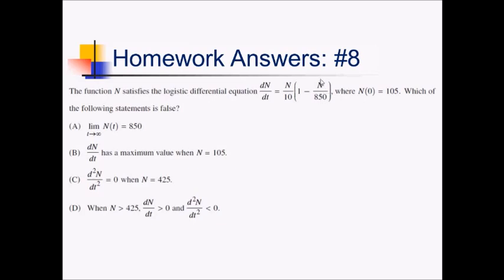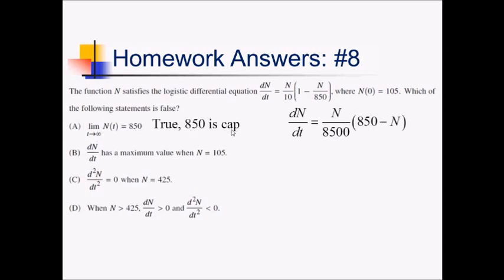So I'm going to factor out a 1 over 850 from this parentheses. That's going to give me an N over 8,500 outside. And inside now, I'm essentially dividing everything in here by 1 over 850, so multiplying by 850. Inside, I've got 850 minus N. And now that I've set things up like this, I can easily pick out my carrying capacity of 850. So looking at my answer choices, I see here that choice A, limit as t approaches infinity of the output, is 850. Well, if our carrying capacity is 850, then this is going to be true.